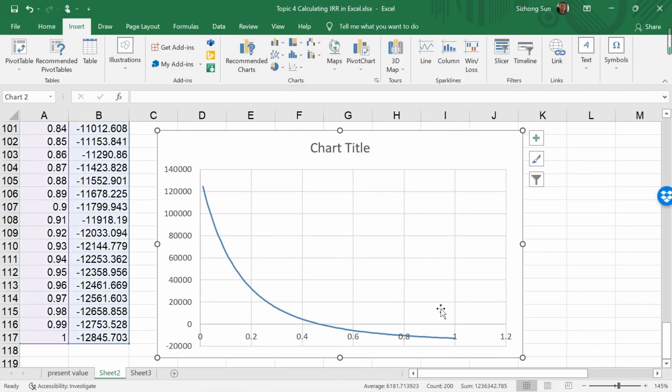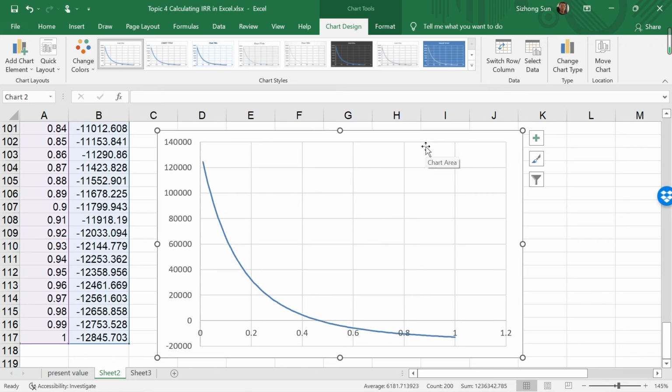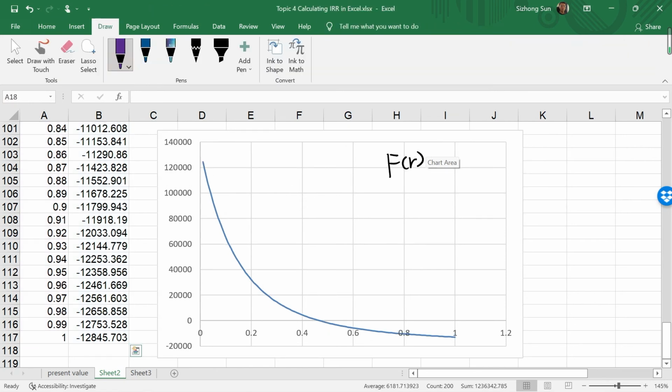Okay, let's draw a graph of this and see how we can work out the IRR. There you go. We can draw this f(r) as a function of the discount rate r here. So it's easy for us to see that the solution should be somewhere here. That's the IRR. And how can the computer set out to find it?